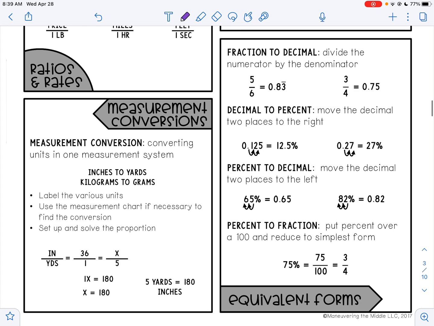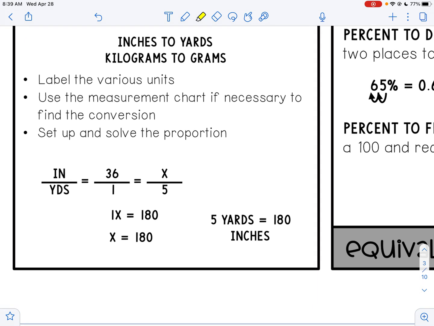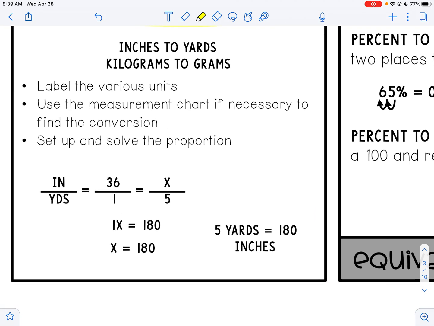All right, measurement conversions. Measurement conversions is converting units in one measurement to another measurement. So for example, inches to yards, kilograms to grams. And you will be using the STAR chart that will be provided for you to be able to figure out what these unit measurements are, okay? So for example, I have inches to yards. I have 36 over 1, and you would absolutely be able to find this on your STAR chart. And that is equal to x over 5.